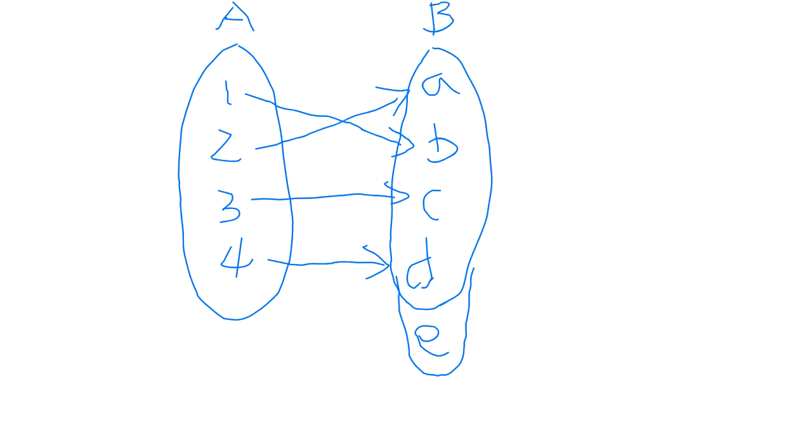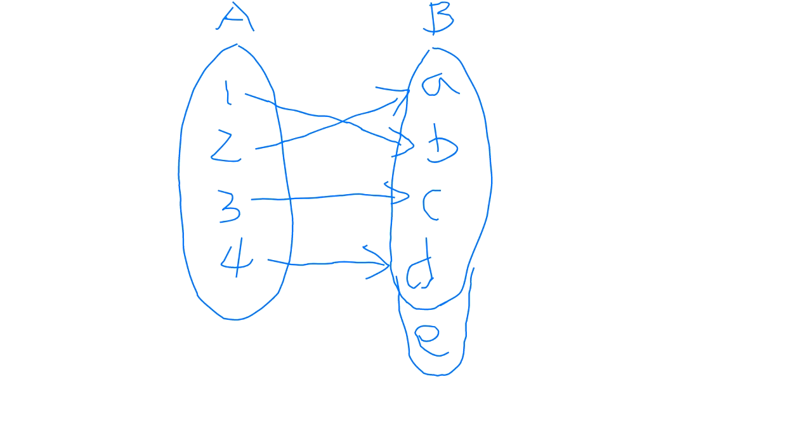So the one I have on the board is an injection. Since I increased it, I put the E on it, it is still an injection because no more than one from A was going to something in B. But this is no longer a surjection because now the E doesn't have anything mapping to it. For it to be surjective, everything in B must have something mapping to it from A. That's clear now?